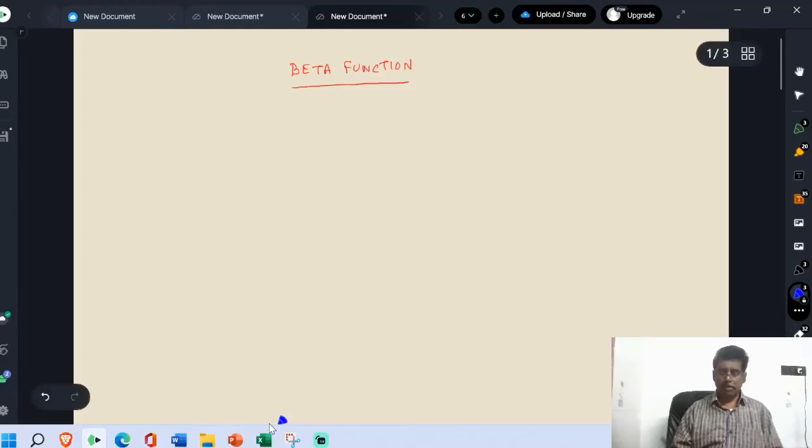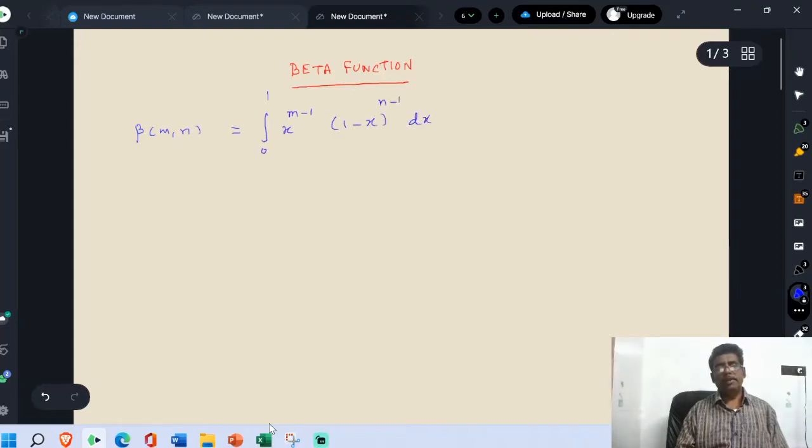In this presentation, we have to talk about the beta function. We know that the beta function is beta of m comma n equal to the integral, limit varying from 0 to 1, x power m minus 1 into 1 minus x power n minus 1 into dx. This is our beta function. Now we may prove that beta of m comma n is equal to beta of n comma m.